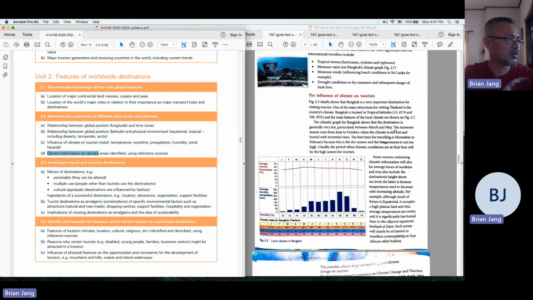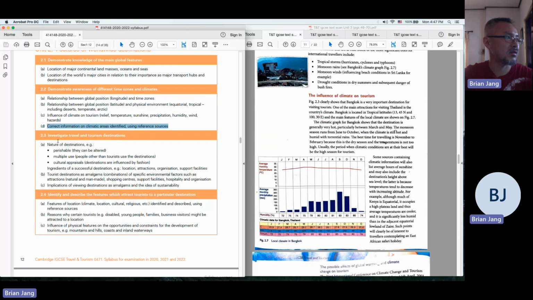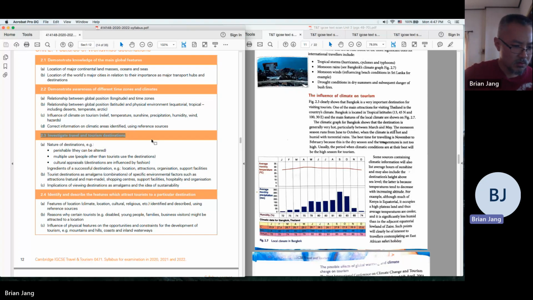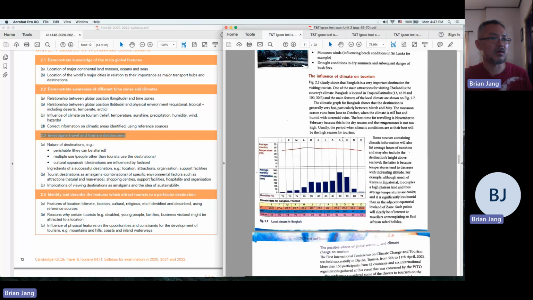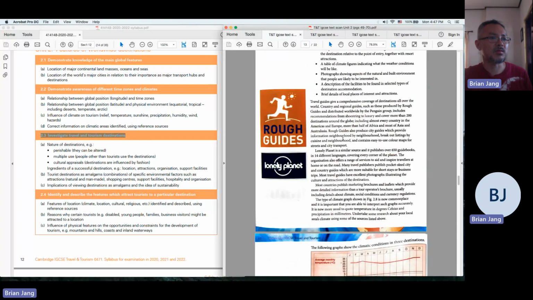And then the correct information on climatic areas defined using reference sources. Okay, so you really don't have to get into that. The next section is section 2.3, investigate travel and tourism destinations. That one is pages 63 through 70. So this section is, I would say, pretty important because they bring you some of these vocabulary words that are quite important.